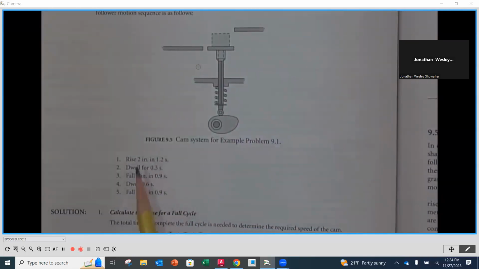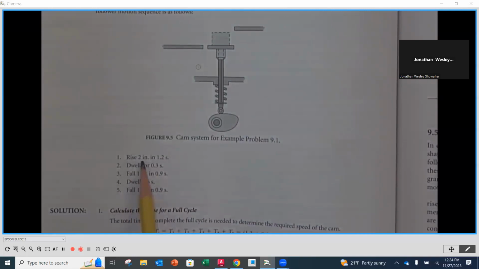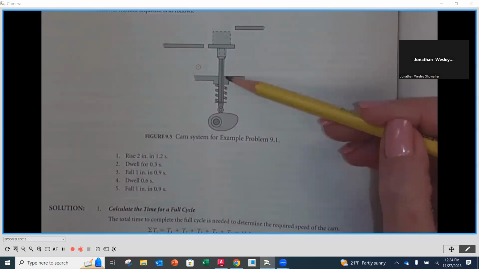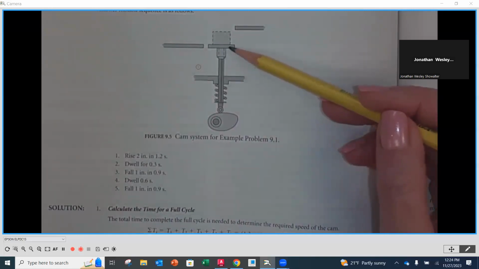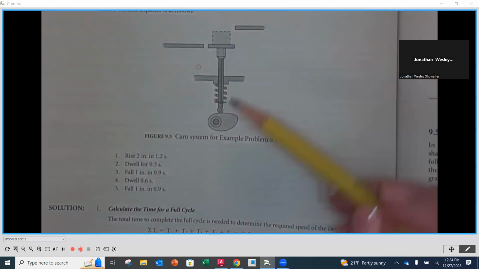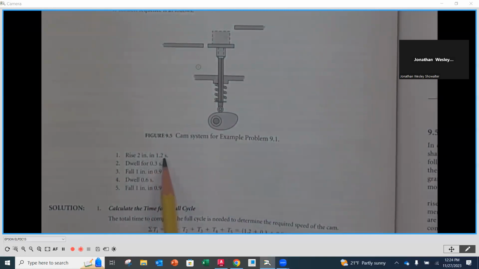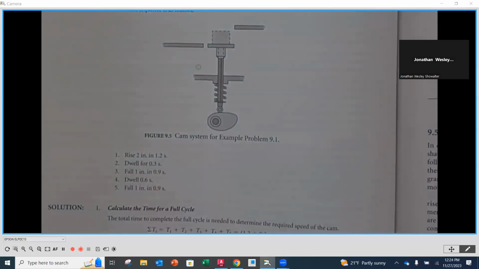Okay. Now, as we look, the prescribed motion is directly below here. So it's 5 steps. It says we're going to rise 2 inches in 1.2 seconds. Okay. So all that means is from its original position, it's going to go up 2 inches. Okay. And it's going to only take 1.2 seconds to do that. Then it's going to dwell up there, meaning a dwell is just, it's going to stay in that position.